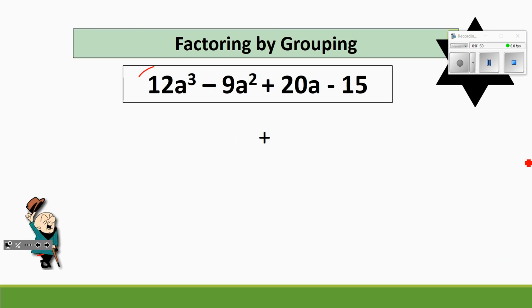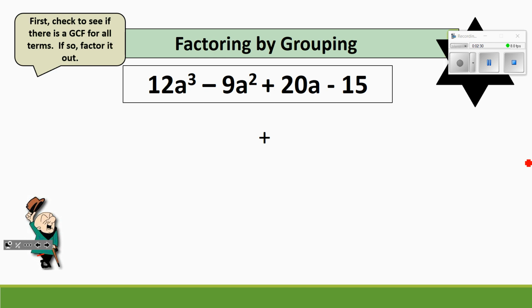Now, we have to get to that point. That was after they were partially factored. So now we're going to see how we start. This is going to be factoring 4-term polynomials by grouping. Our first step when factoring is always checking for a greatest common factor. Is there something that I can factor out of all 4 terms? And looking up here, there is nothing that I can factor out. So now we're going to divide the 4 terms into 2 groups.